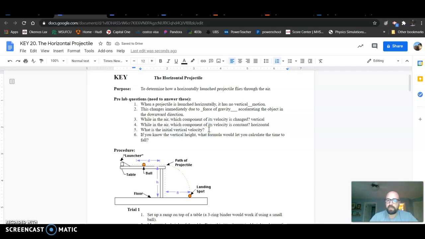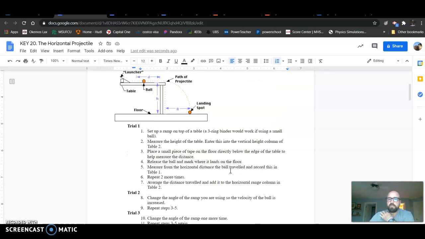So initial vertical velocity is just 0 meters per second because, just like when we had an object in free fall, it's just going to drop straight down. It's going to accelerate, but it starts at 0 when it comes flying off the table or whatever it was. And if you know the vertical height, what formula do we use to calculate the time to fall, or time in the air? That's time equals the square root of 2d over a. Most kids got that. I had a few who missed it, but as we talk through it, there's some application of that we've got to make sure we're doing.